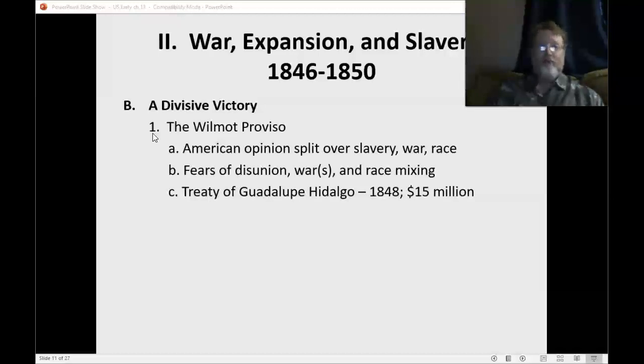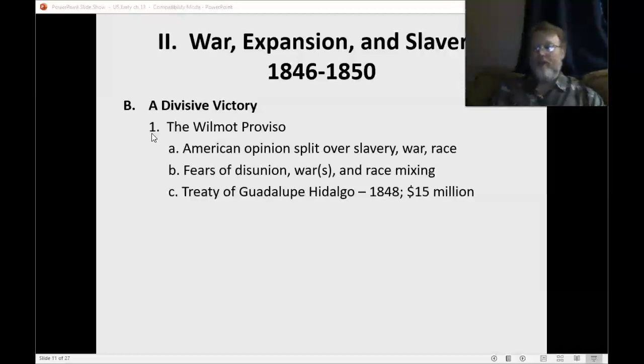Ultimately, Congress approves adding all the new territory. Ultimately, public opinion leans towards adding all the territory. On one hand, Polk was wrong in what he did, and he did it for the wrong reasons. However, Manifest Destiny says we actually wanted all this territory anyway, so I guess we've got it now. We're just going to keep it, which is what we do.